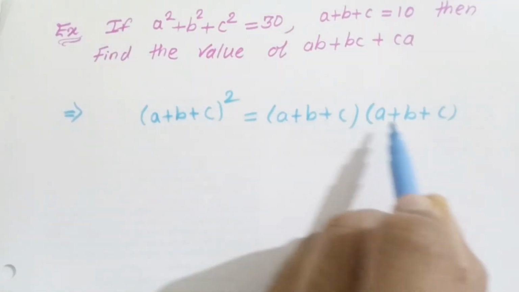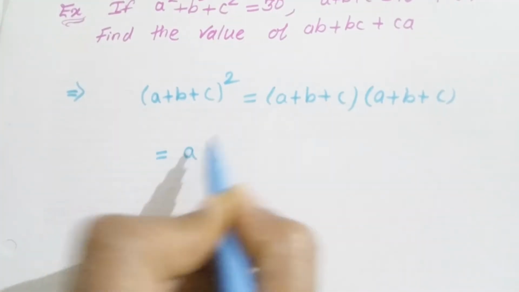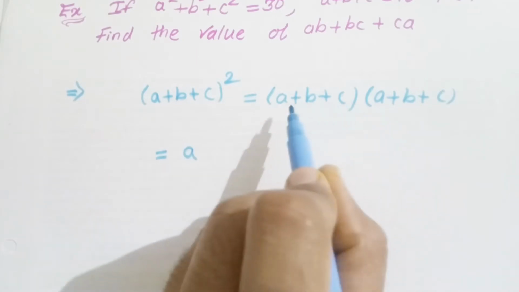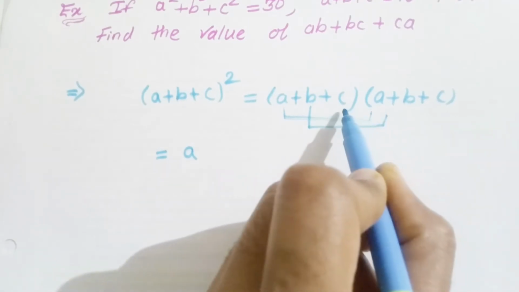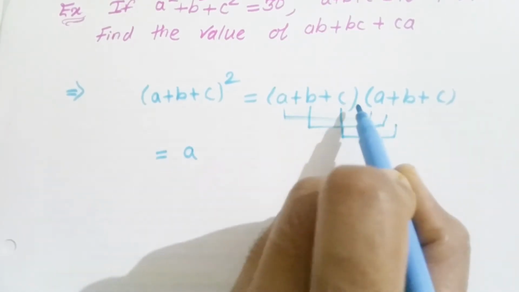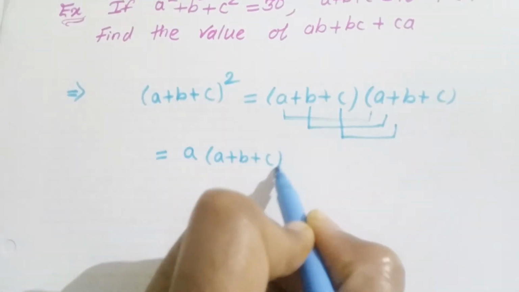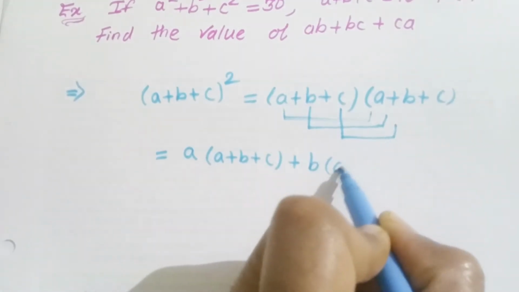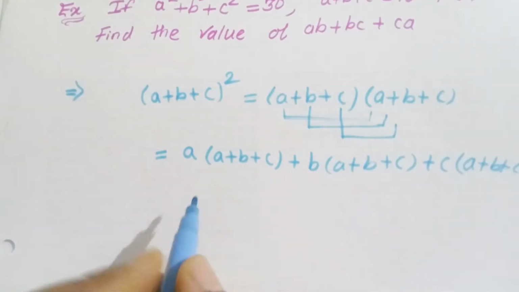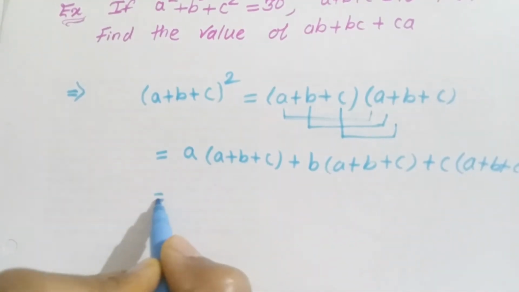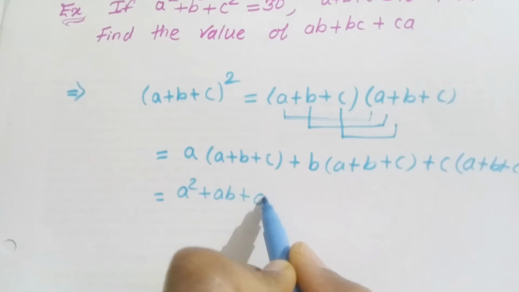Now one by one multiply this term, and we know how to multiply bracket terms. So multiplication of bracket we solve. Here first term is a multiplied to the bracket, means first term into bracket, then second term into this bracket, and third term into bracket. In this way we can multiply the bracket. So here a into (a plus b plus c) plus b into (a plus b plus c) plus c into (a plus b plus c). Now here multiply this a to the bracket, then we get a square plus ab plus ac.